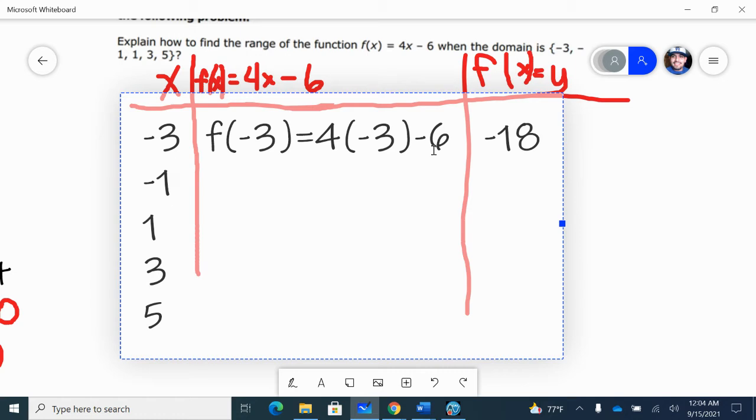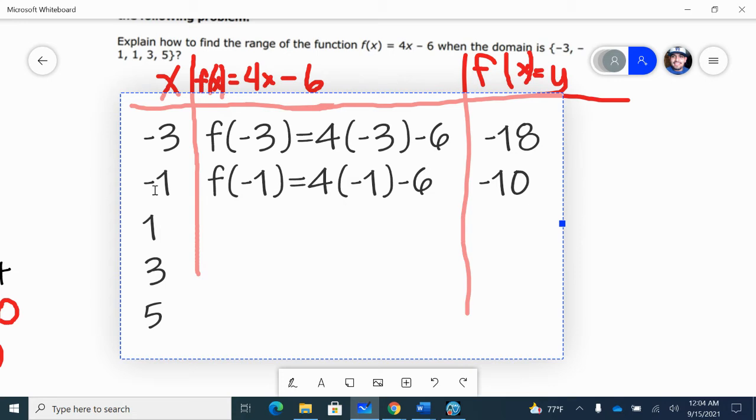Right? Now again, we follow with the same situation. Now my domain is negative 1. So what does this mean? That means that in this case, x is negative 1. So all I'm going to do is just plug in a negative 1. Again, working this out, 4 times a negative 1 is a negative 4, minus 6 is a negative 10.